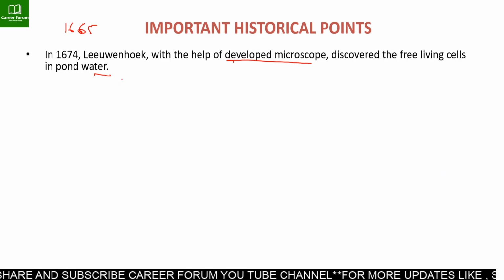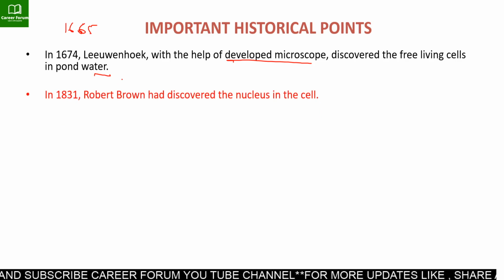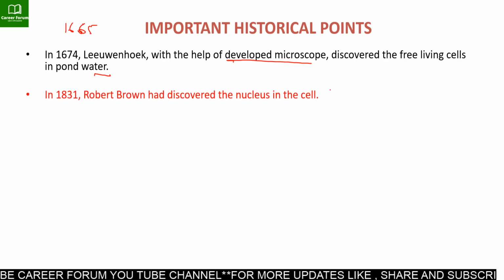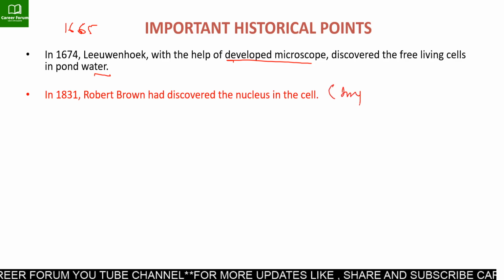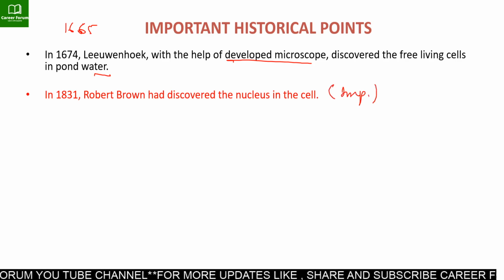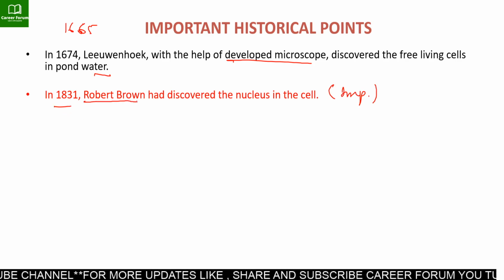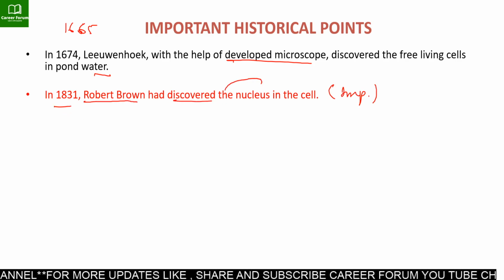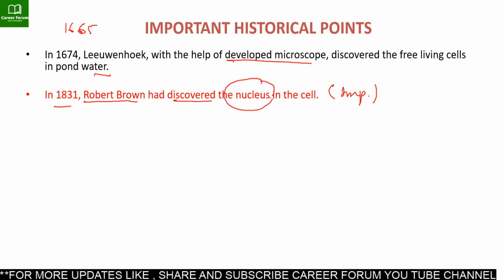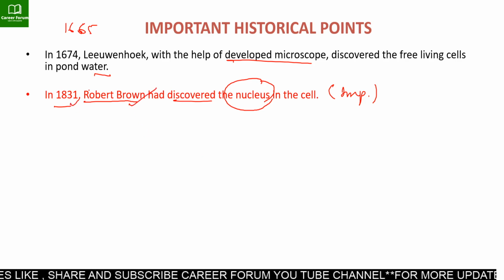Okay. Then in 1831, Robert Brown discovered the nucleus in the cell, one of the very important points. Okay, this also comes in exam. So if the question asks who discovered the nucleus in the cell, the answer should be Robert Brown. When? In 1831. It was a significant discovery of that particular time.